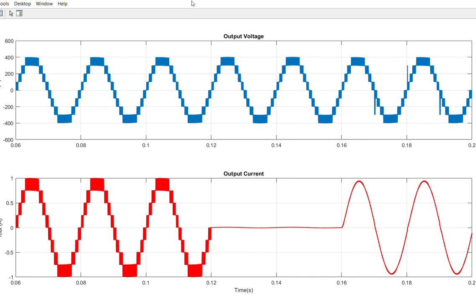Firstly, the resistive load equal to 400 ohms is connected to the load, then it is changed to the no load case. Finally, RL load equal to 400 ohms plus 150 megahertz is connected to the load, for a DC source voltage of 100 volts and switching frequency equal to 5000 Hz. Here we see the output current time 0.06 to 0.12 is for R load, 0.12 to 0.16 for no load, and 0.16 to 0.2 for RL load. In RL load, we can slightly see the sinusoidal voltage.